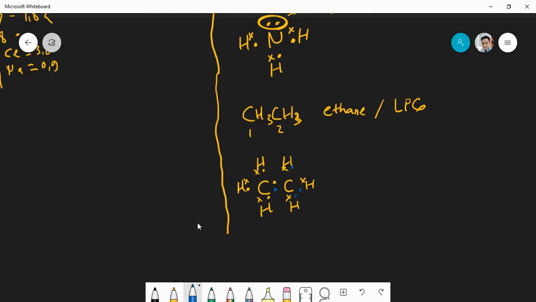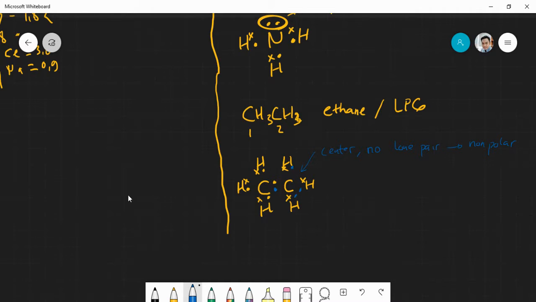So as you can see here, carbon is the center atom, and there is no lone pair. So that's why we consider them non-polar. Okay, so that's non-polar. Let's have another.